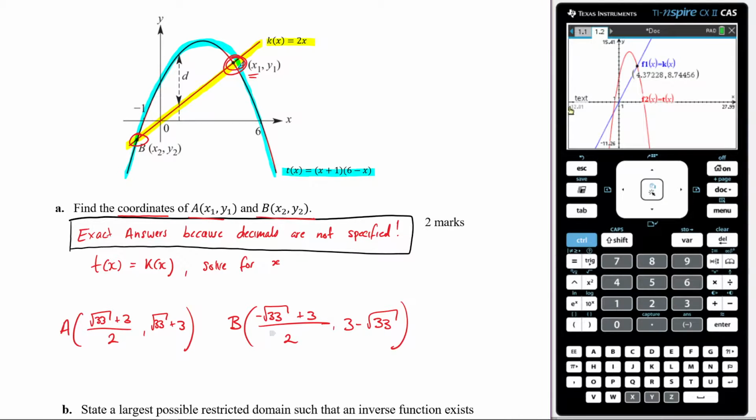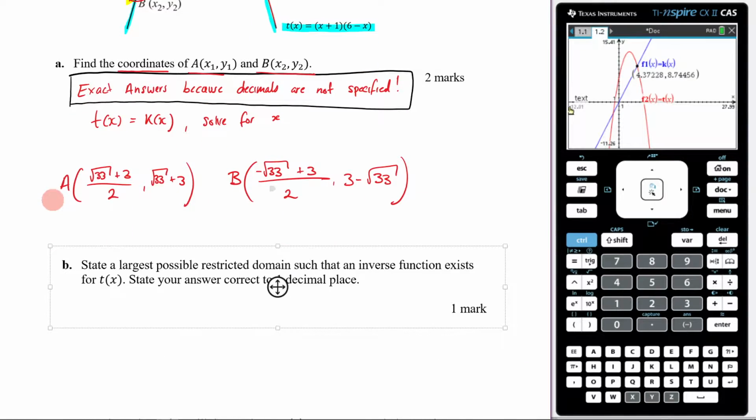We're now going to answer part B of this question, which says we need to state a largest possible restricted domain such that an inverse function exists for t of x. State your answer correct to one decimal place. Okay, so for an inverse function to exist, what is this saying? This is kind of like code. This is saying it must be 1 to 1. That's what it's telling me. It must be 1 to 1.